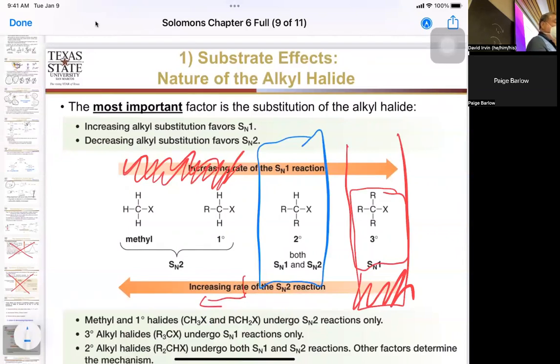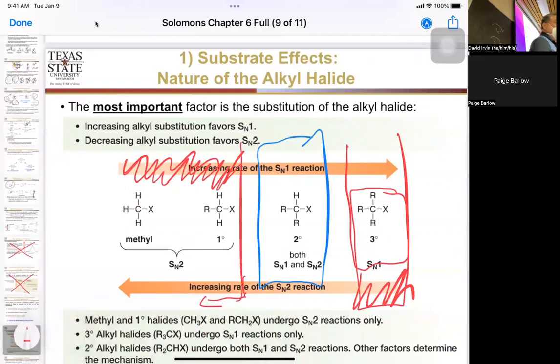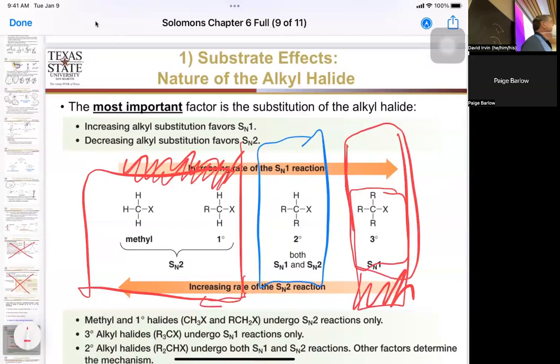Primaries and methyls are always going to be SN2. You don't even have to think about it. Automatic. Your tertiaries are always going to be SN1. Don't even have to think about it. The only thing you have to think about is secondary substrates. And now we move on to the next most important thing, nucleophilic strength.